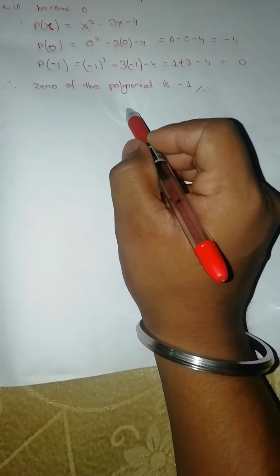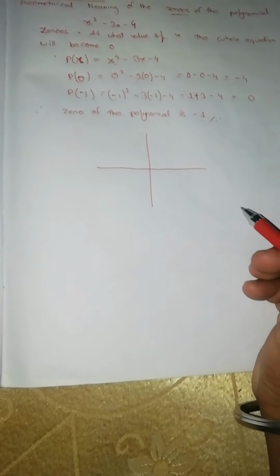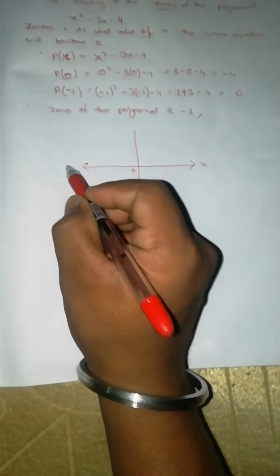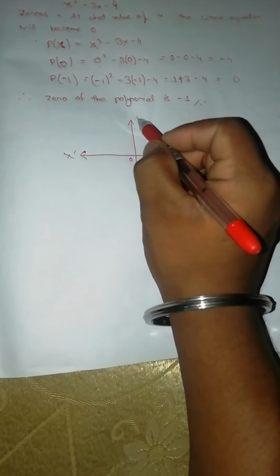This is what the zeros of the polynomial are. You already learned this in class 9. Here we will be studying the geometrical meaning. You know the graph. So this is our graph. In class 9 I have already taught you about the graph. This line is called the x-axis, and this line is called the y-axis.